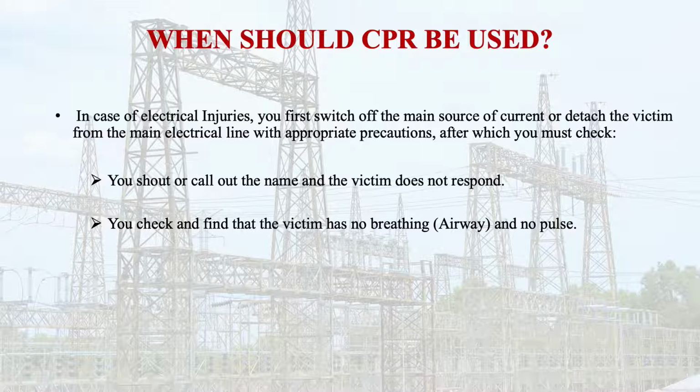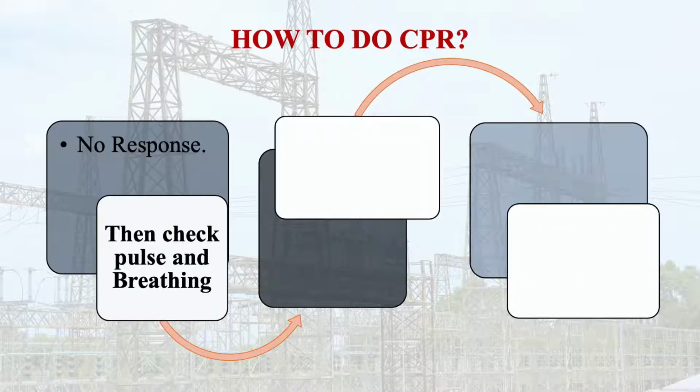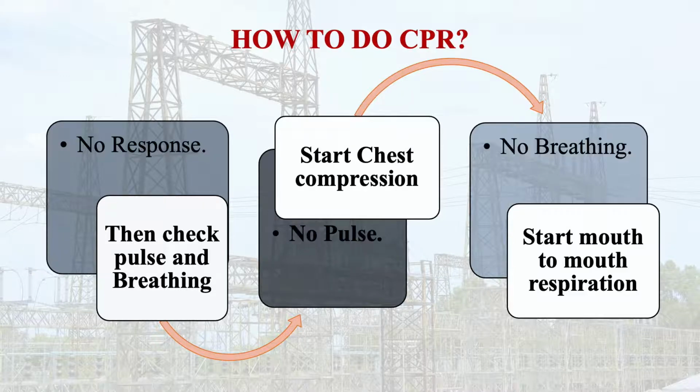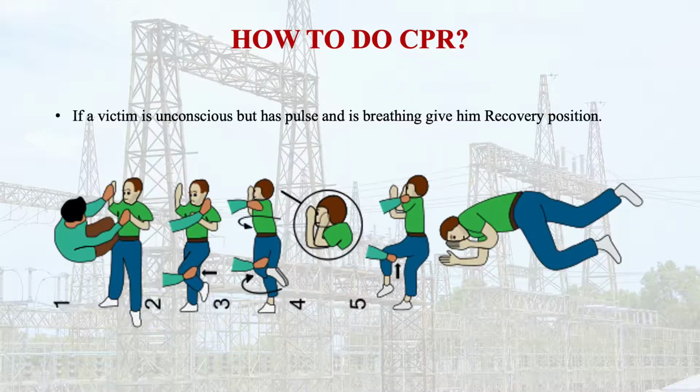So, how to do CPR? Firstly, if there is no response, you will check pulse and breathing. If there is no pulse, you will start chest compressions, and then if there is no breathing, you will start mouth-to-mouth respiration. In certain cases, if the victim is not conscious but he has pulse and breathing, you will not give CPR but you will give recovery position.